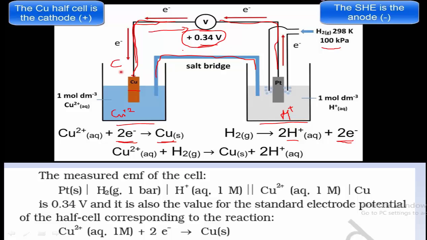Okay, so this is the standard electrode potential value for copper, and this can be represented in this manner. Okay, platinum bar H2 bar H plus, two vertical lines, Cu plus 2 bar Cu. So it is the electrochemical representation for this cell.